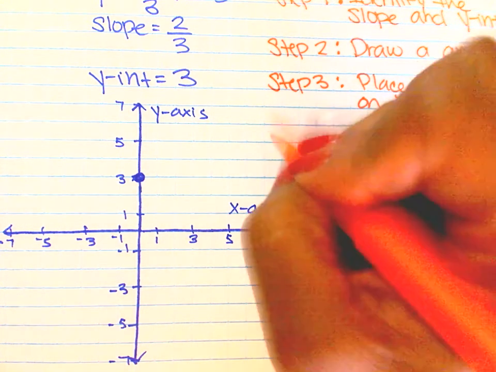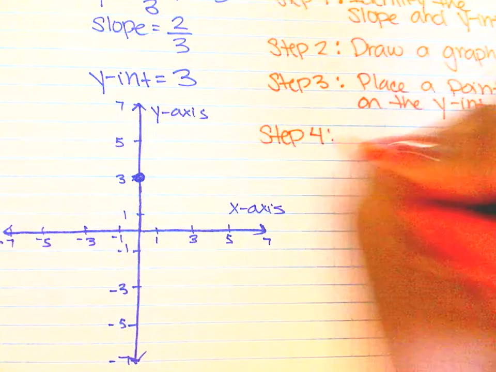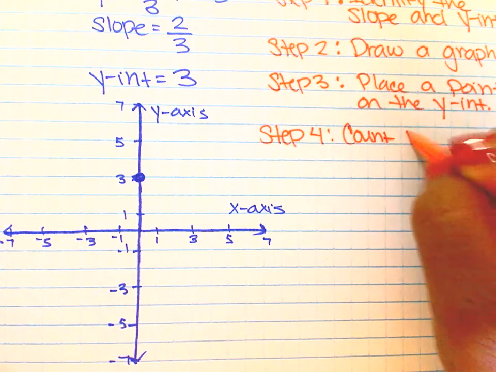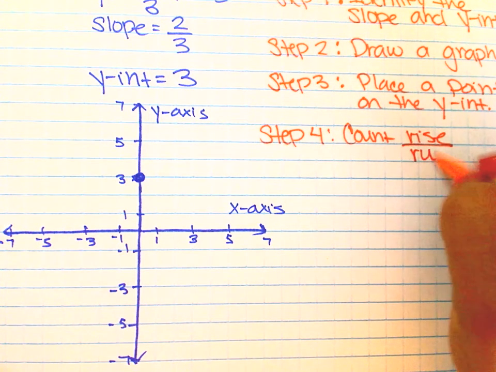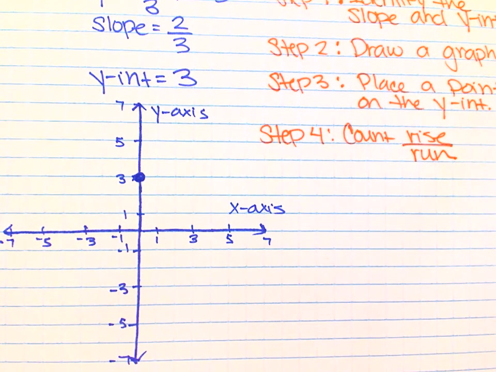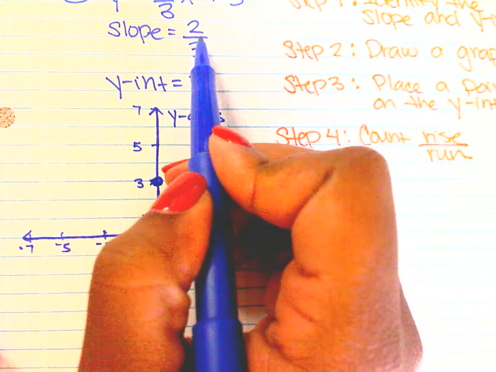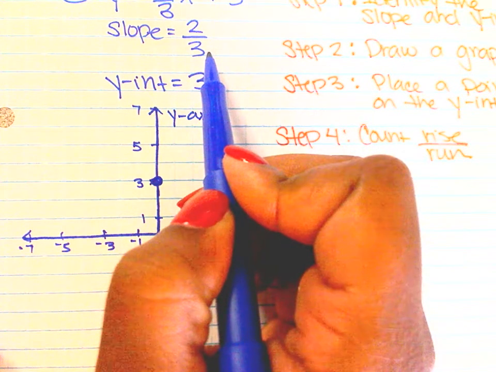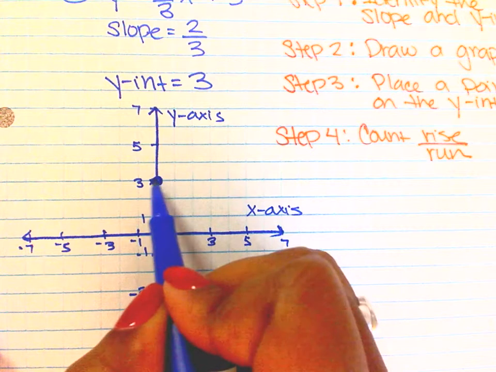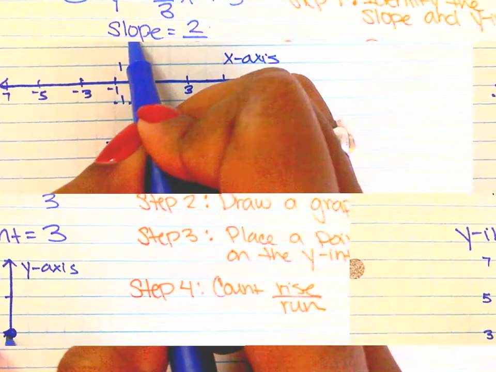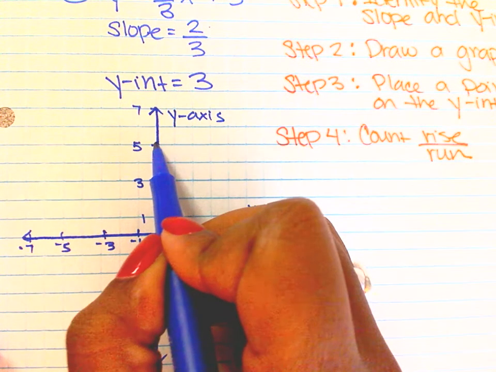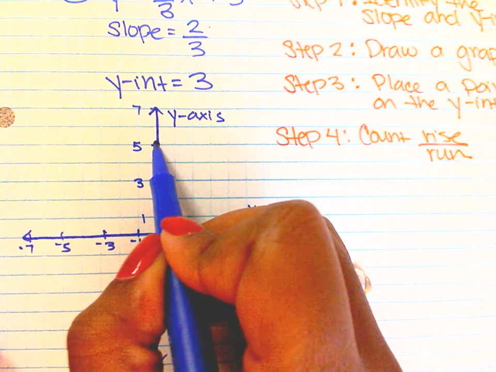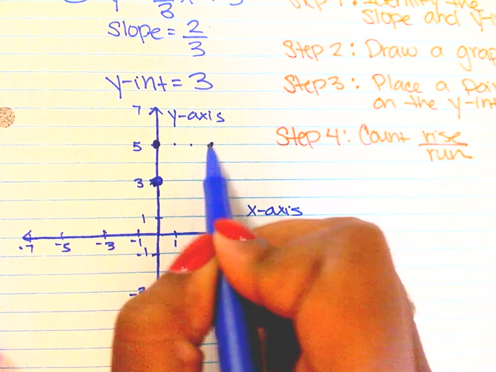Last thing I'm going to do, step 4, is count the rise over run, or the slope. So I'm going to start at that point that I identified. Everybody see that? And I'm going to count my rise over run, which is my slope. Positive 2 and 3. So my rise is 2. 1, 2. My run is 3. I go to the right 3 because that's positive. 1, 2, 3.